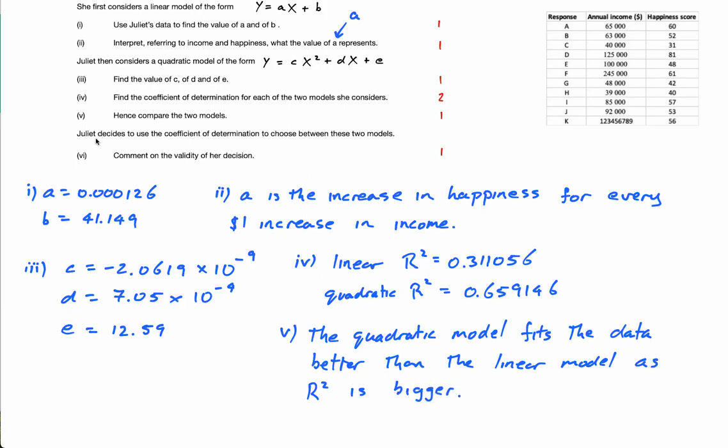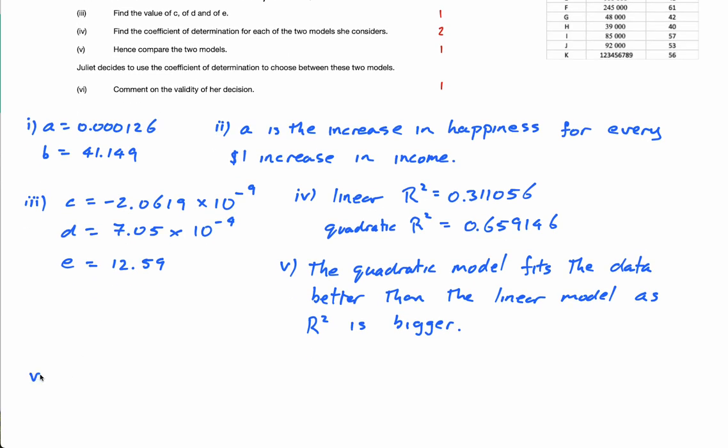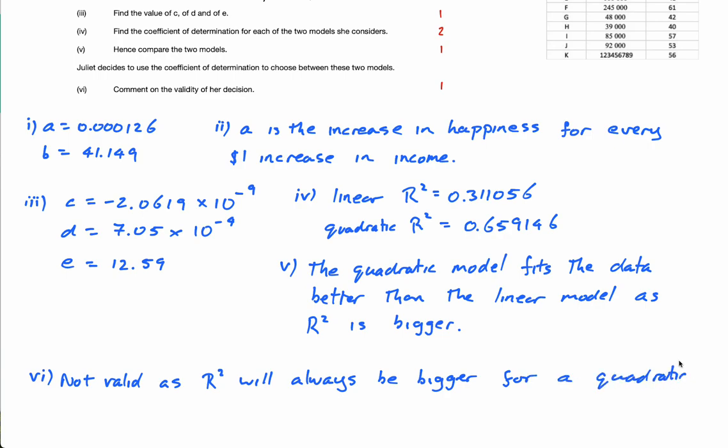Okay, finally, and this is a tricky question, guys. Juliet decides to use the coefficient of determination to choose between these 2 models. Comment on the validity of her decision. Right, I've talked about this in my IA videos, guys. This is not valid, because your R squared for the quadratic is always going to be bigger. Not valid, as R squared will always be bigger for a quadratic. It doesn't mean it's the better model.